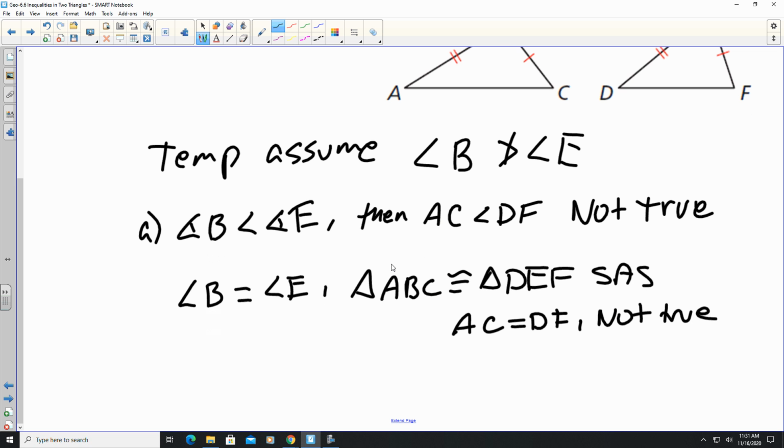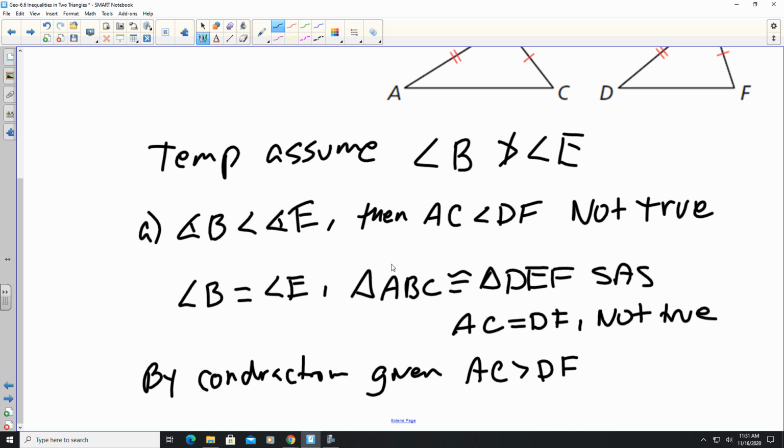So, by contradiction, given that AC is greater than DF, that means the measurement of angle B must be greater than the measurement of angle E.